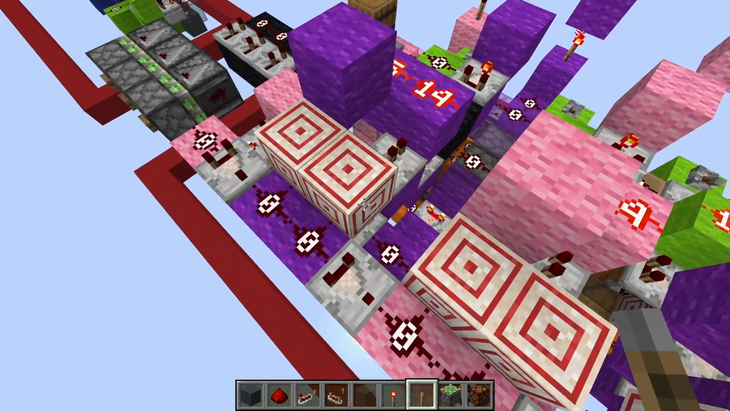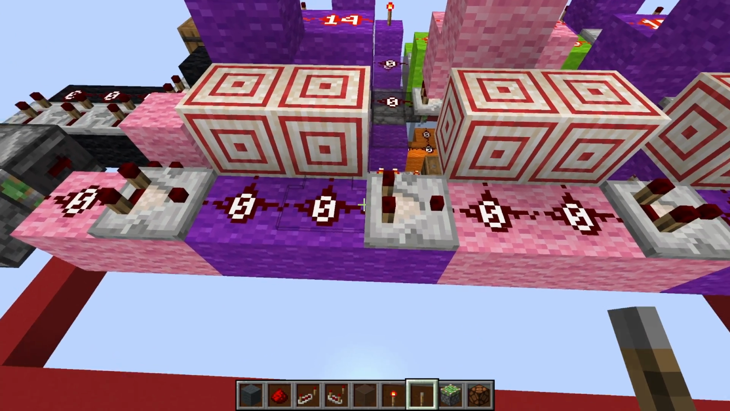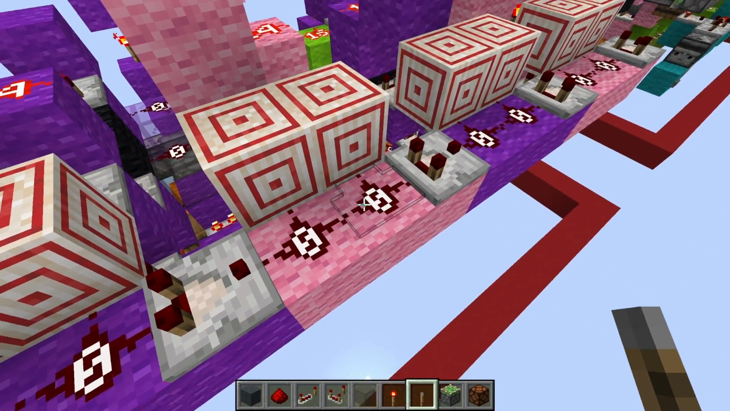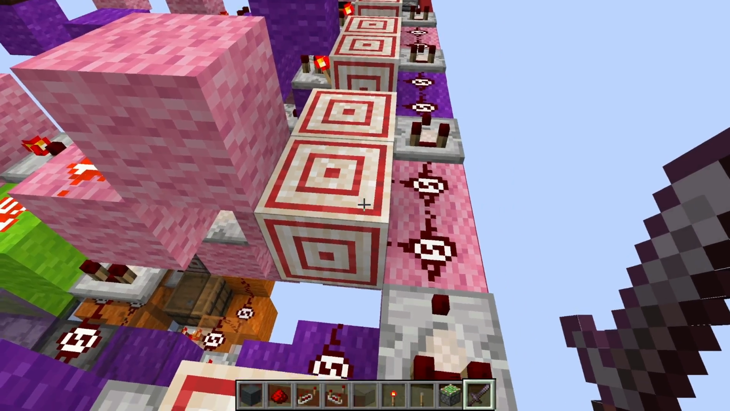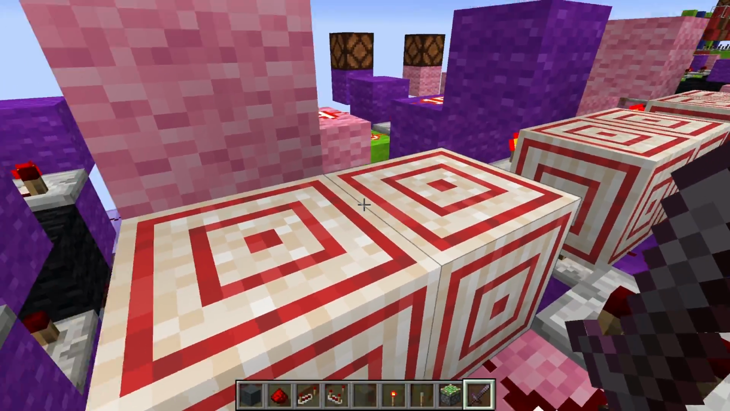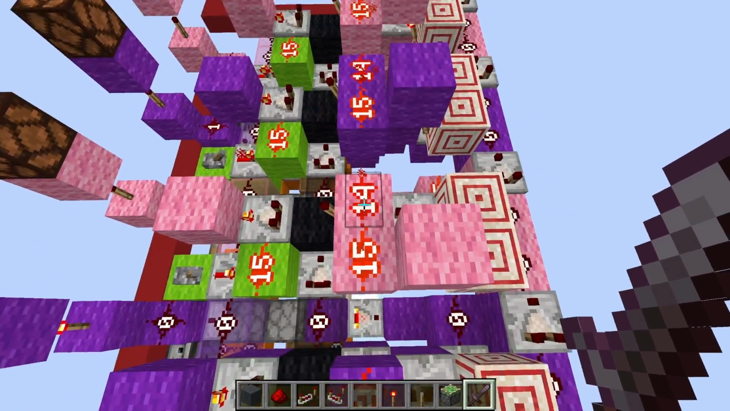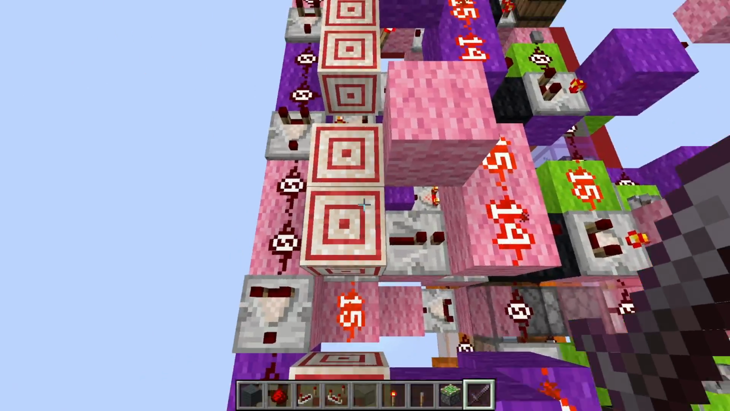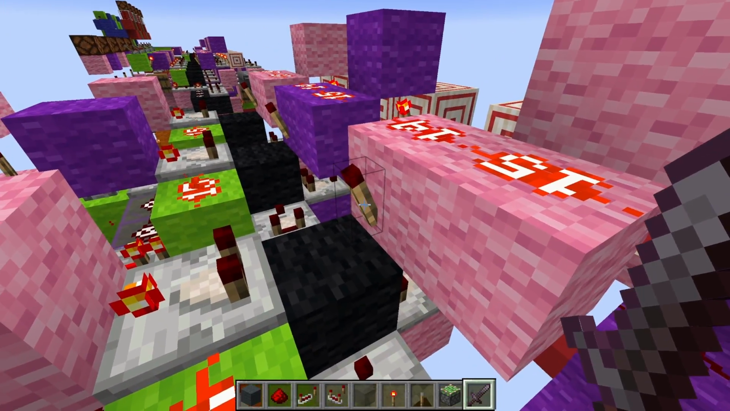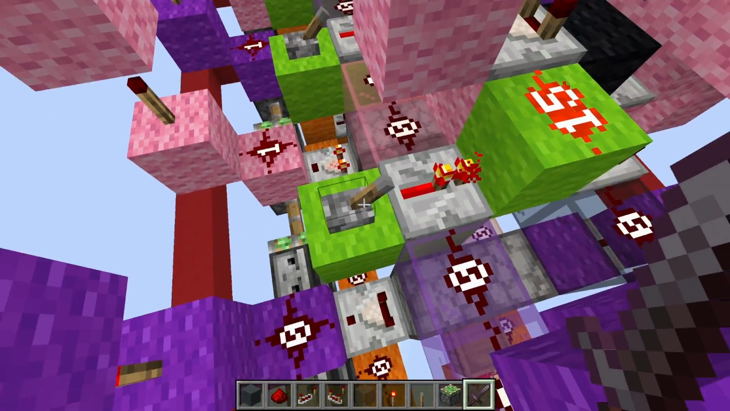So if we pretend that a signal strength of 1 goes into the back of this, then we have a signal strength of 1 going into here, and then we have a signal strength of 1 coming out here, and this one doesn't turn on. So what happens in this instance is this target block gets powered, but this target block does not. So that will turn off this torch, which will turn off this line because this repeater is not powered. When this line turns off, it will turn on this torch, which will attempt to power this comparator, unless of course it is blocked, as you can see here.